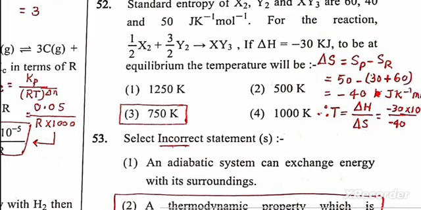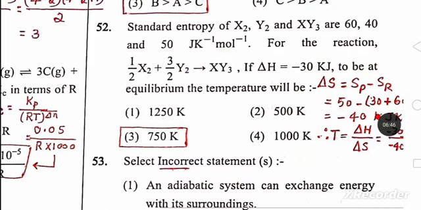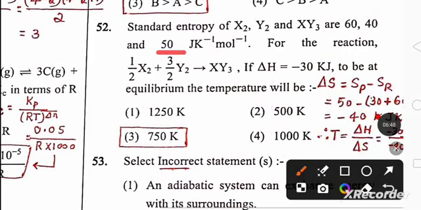So delta S we can find out by the formula delta S is equal to Sp minus Sr. Sp means entropy of product. Product is XY3, 1 mole, and the XY3 entropy value is given, that is 50. Substitute. Then Sr means entropy of reactant. There are two reactants here, half mole of X2. For 1 mole of X2 the value is 60, half mole means 30, you substitute.